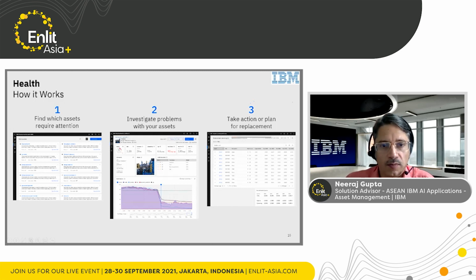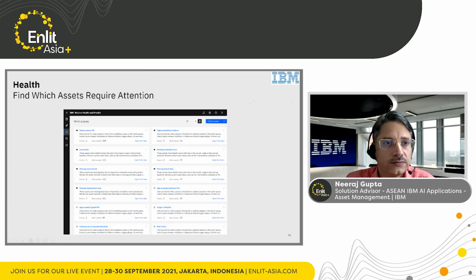And we can investigate the problems, as I said before, by drilling down from the health score to see which factors are contributing to this poor or fair health. Then we can take action or plan for replacements if required, depending on the situation. This is maybe a closer look at work queues. If you say failure before PM, these are the assets that have failed before the next preventive maintenance is due. So maybe we can have a look at it, and these actually work hand in hand with Predict as well. I'll talk about Predict in a short while.